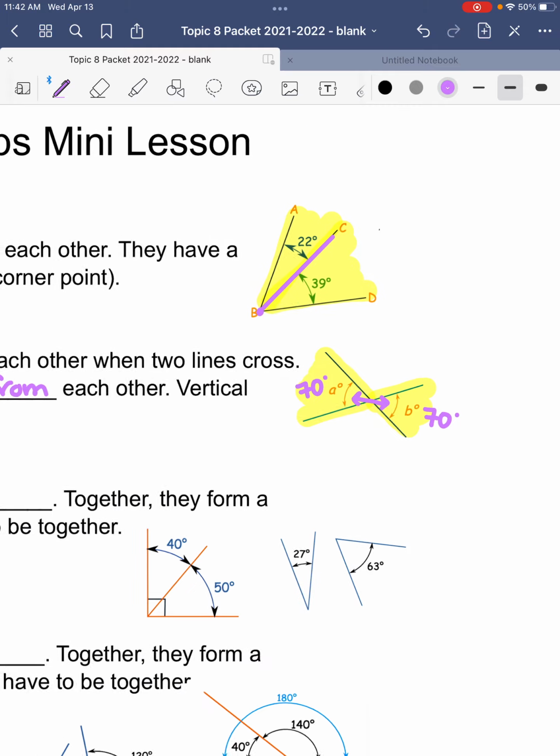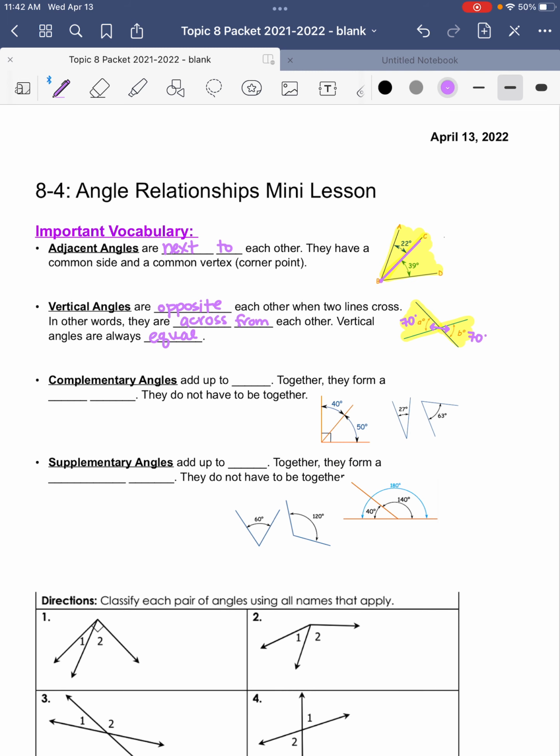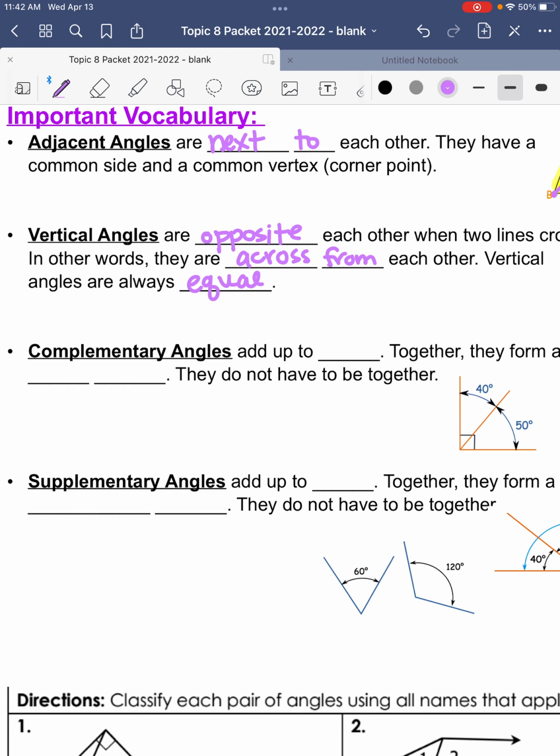Okay, moving on to complementary angles. Complementary angles add up to 90 degrees. Together, they form a right angle, and they do not have to be together. In other words, they do not have to be adjacent.